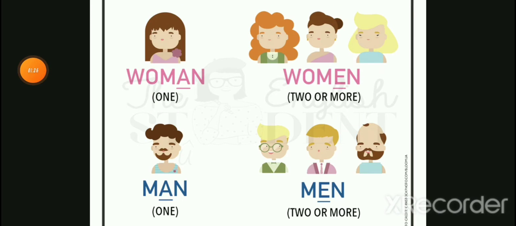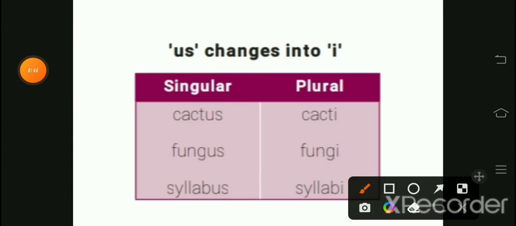See, in these examples, the first one is woman. In the word woman, A is the vowel, and if we change the A, it will become E, and we say women. And the second image is man, and we have already seen that man will become men in the plural form.